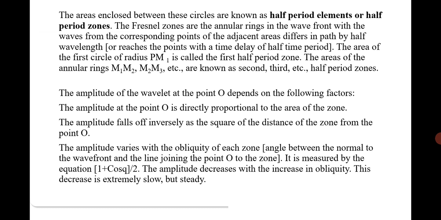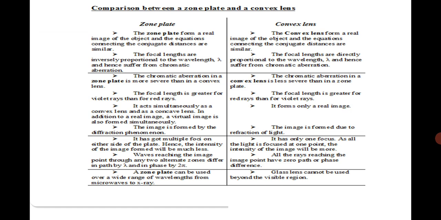half-period zones. The amplitude of the wavelet at the point O depends on the following factors. The amplitude at the point O is directly proportional to the area of the zone. The amplitude falls off inversely as the square of the distance of the zone from the point O. The amplitude varies with the obliquity of each zone. It is measured by the expression (1 + cos θ)/2. The amplitude decreases with the increase in obliquity. This decrease is extremely slow but steady.